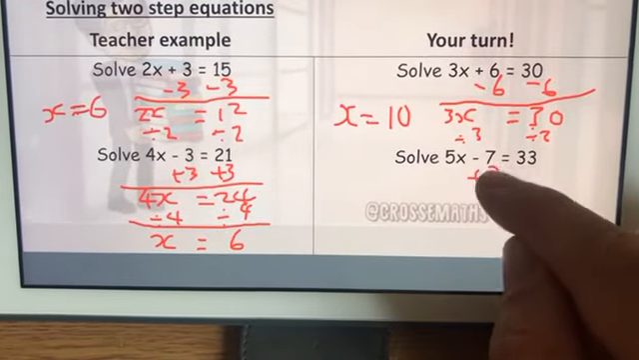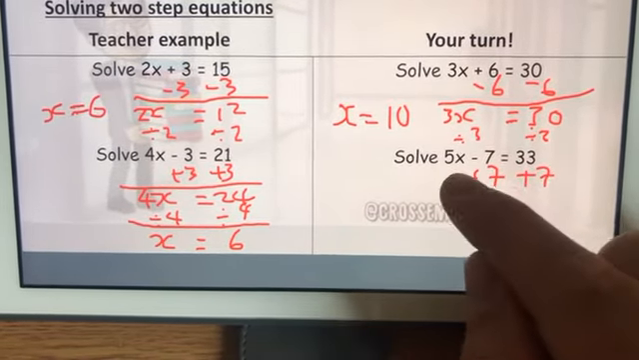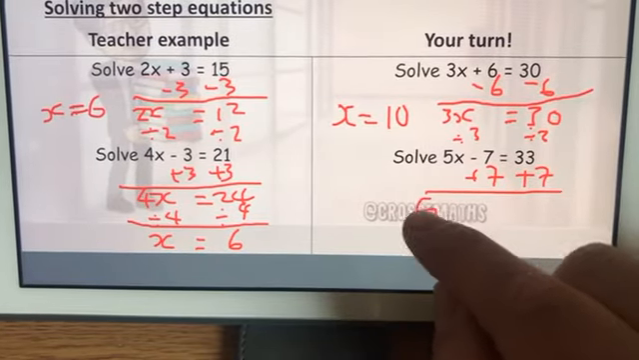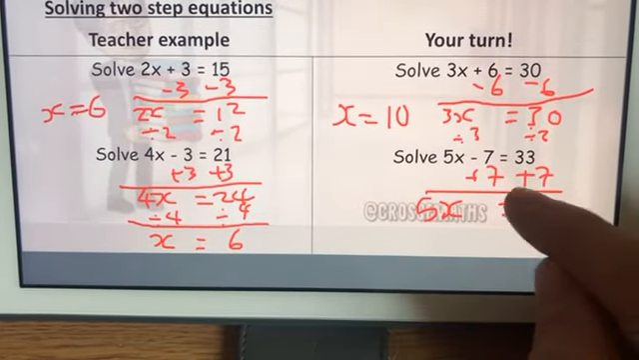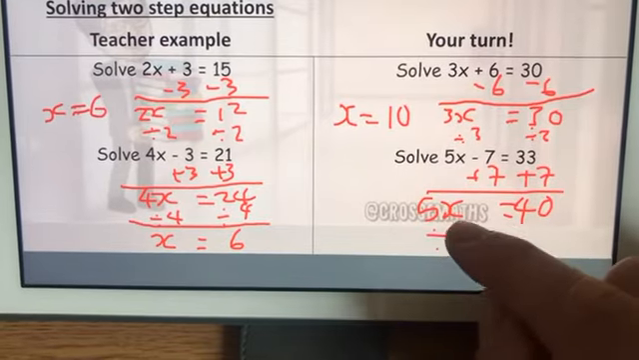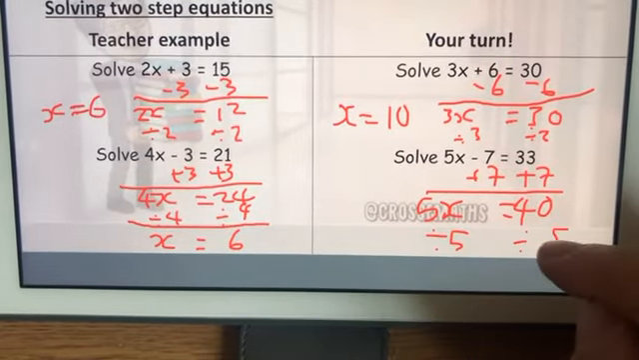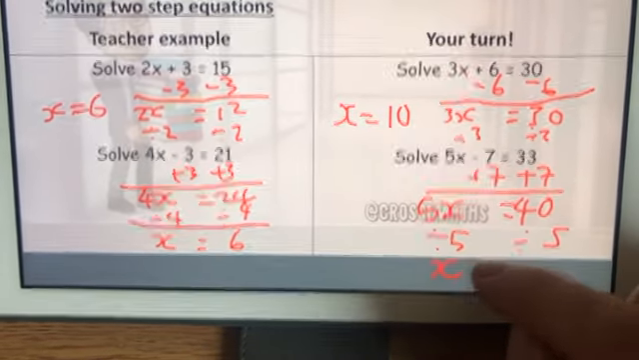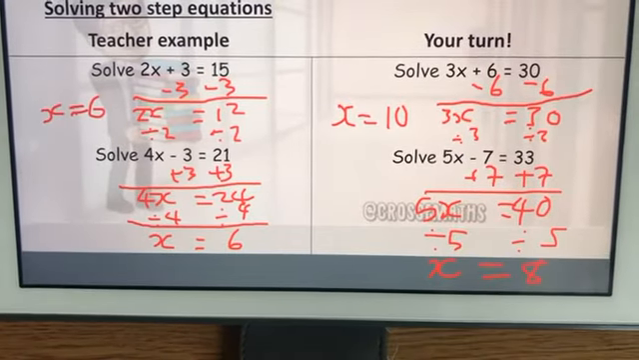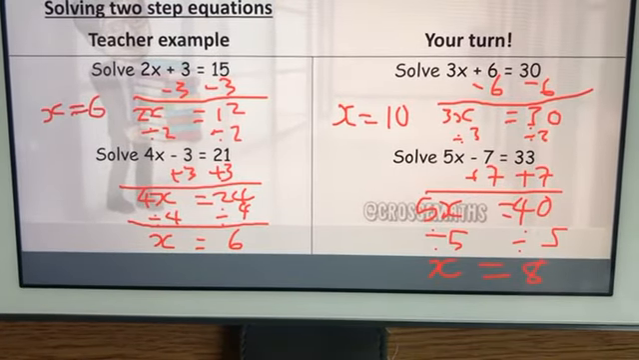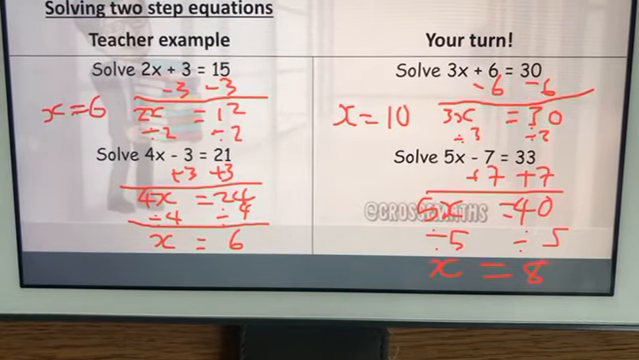Underneath now, 5x take away 7 is 33. I'm going to add 7 to both sides first. So I end up with 5x equals 40. And then I'm going to divide both sides by 5. I end up with x equals 8. Make sure those are marked for me, guys, just so I know you're on the right track. If you are struggling with it all, we're going to have some more practice on it in a sec.